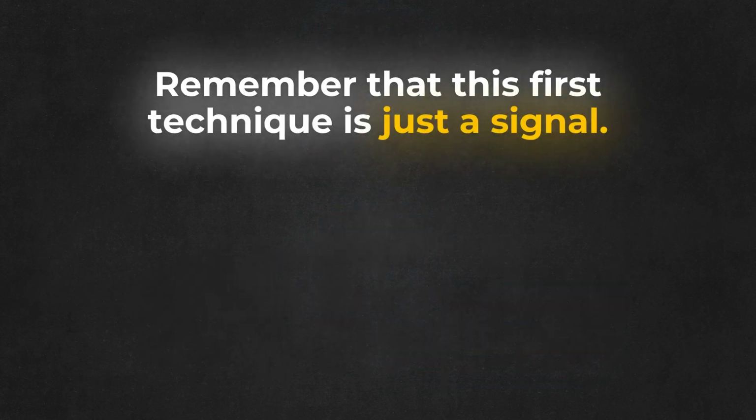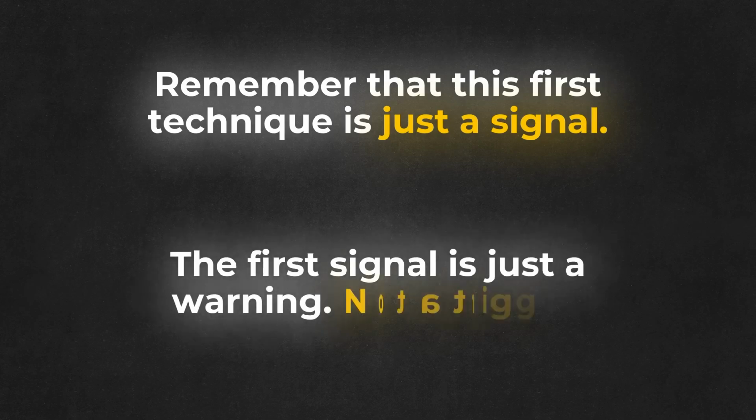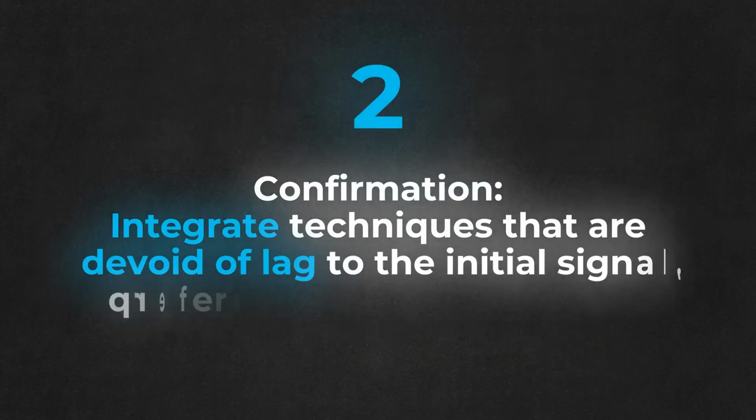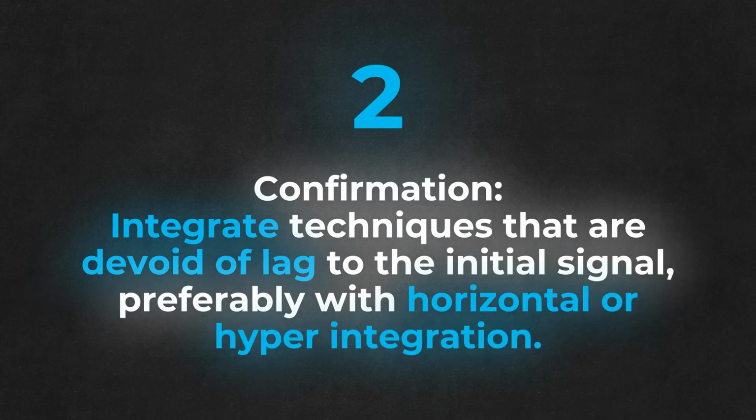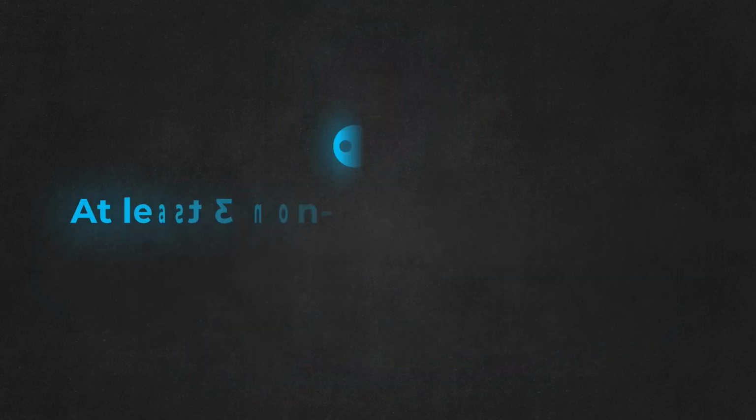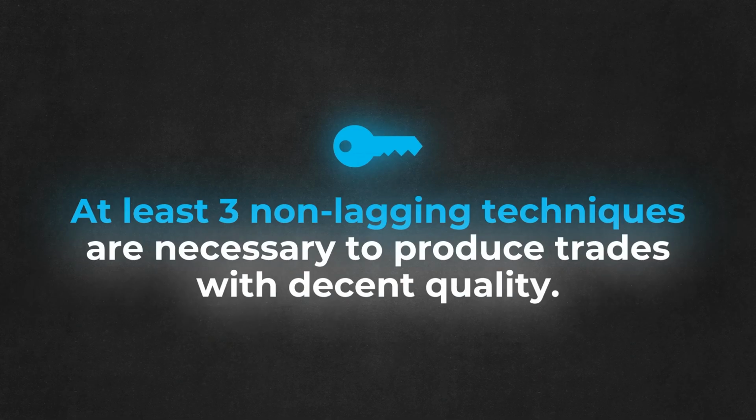Remember that this first technique is just a signal. A signal is just a warning, it's not a trigger. The second step is confirmation, which is done by integrating other trading techniques that are devoid of lag. Ideally, you want to use horizontal or hyper-integration, although vertical integration is still better than simply acting on the first signal without any integration at all. I would say that a minimum of 3 techniques are necessary to produce trades with reliable quality, but the more you integrate, the higher your chances of winning.